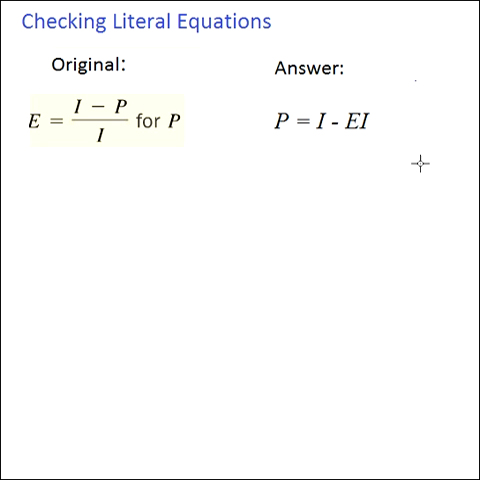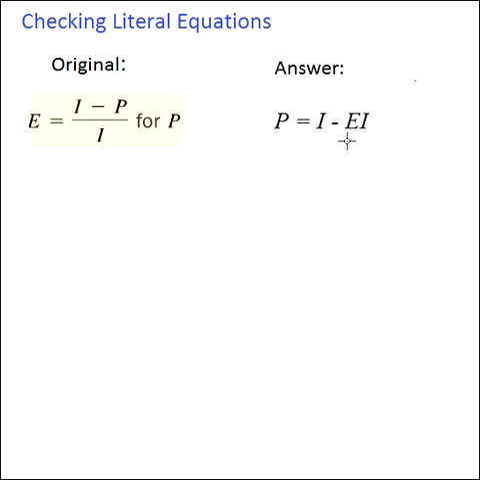Let's look at how you check a literal equation. A literal equation is an equation that has several variables in it. When you solve it, you get one of the variables alone. In this equation, we were asked to solve for p, which meant that we isolated p in the final answer. And that's the answer that I got.